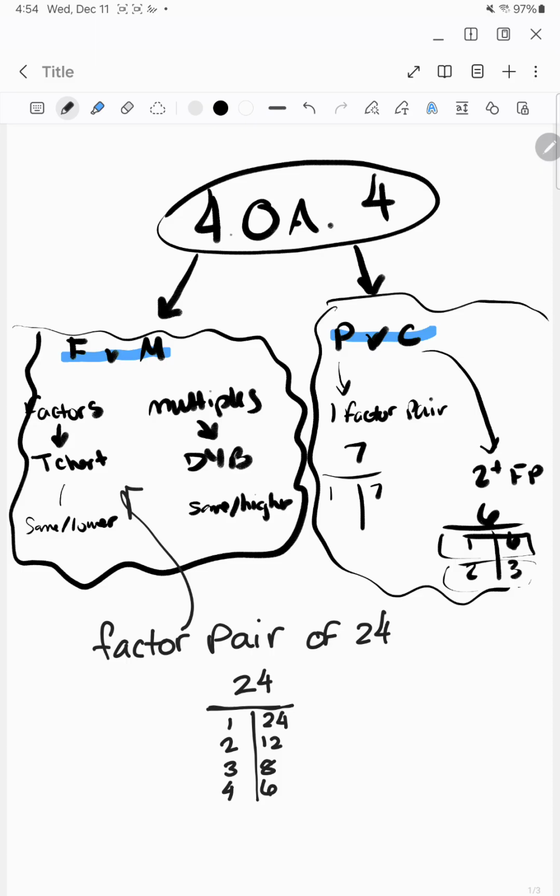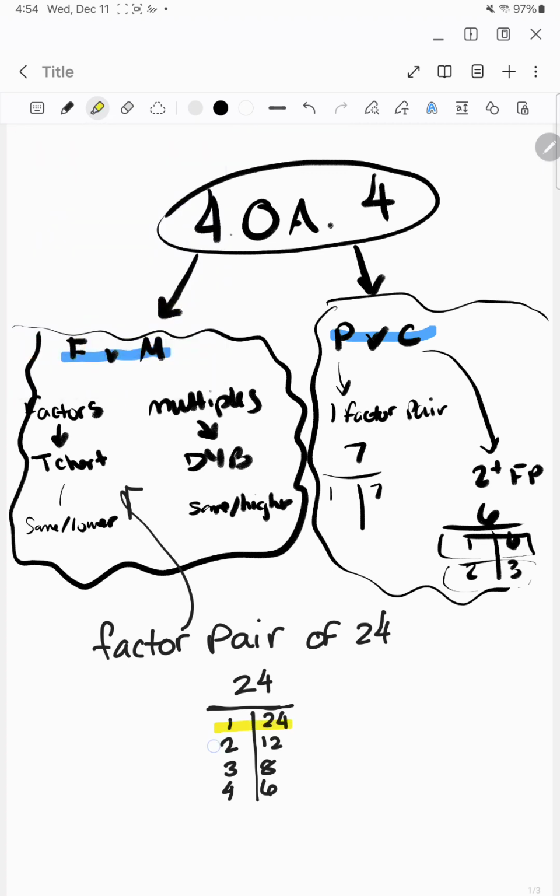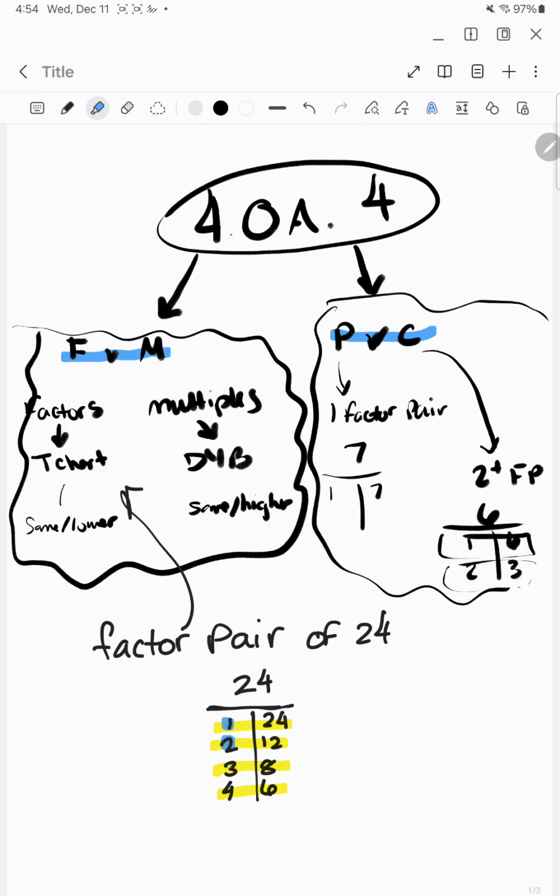And I can't use 5. I've already used 6. Can't use 7. I already got 8. Can't use 9. Can't use 10. So here I can see that I have a total of 1, 2, 3, 4 factor pairs. And if you count each individual number, I got 1, 2, 3, 4, 5, 6, 7, 8. So this number has 8 factors. So that's just an example.